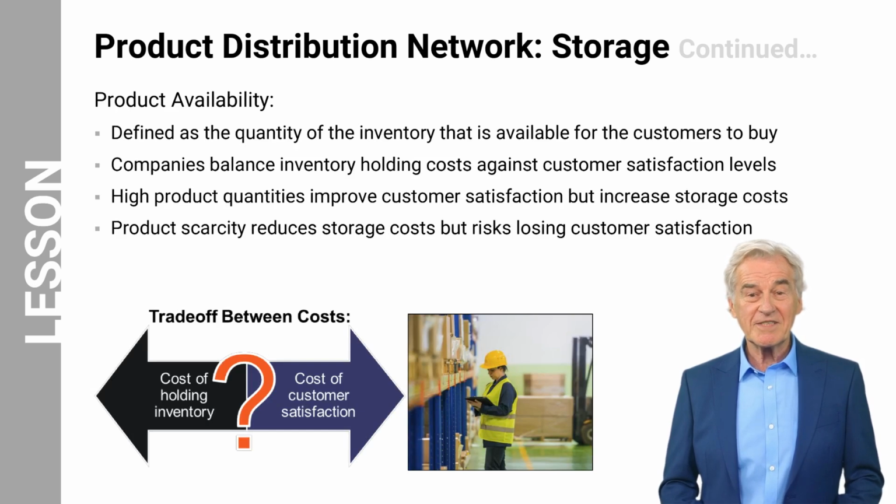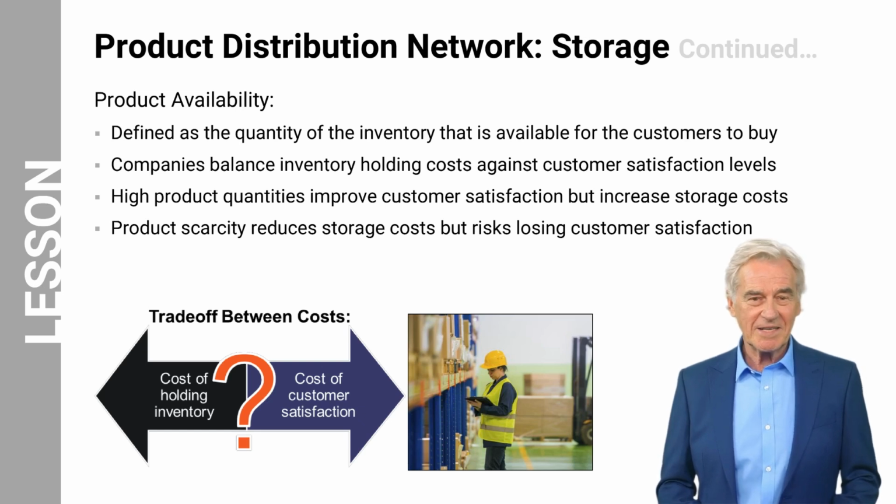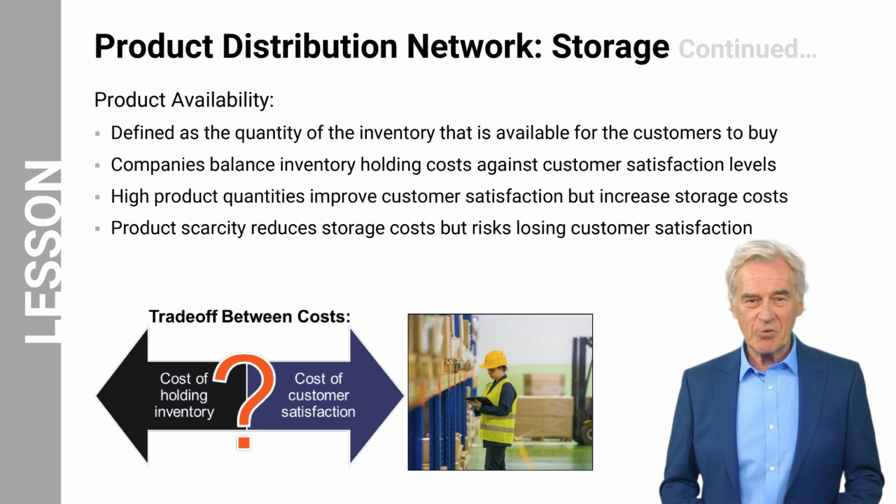Product availability is defined as the quantity of the inventory that is available for the customers to buy. Product availability is an important concept because of the trade-off between costs and availability. There are costs when holding inventory at a warehouse, and there are costs to achieve customer satisfaction. You use these costs when making balanced decisions on the quantity of product availability.